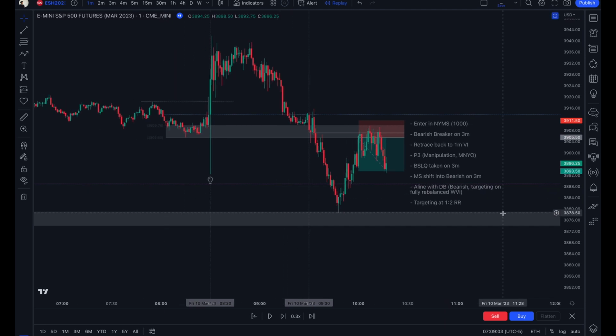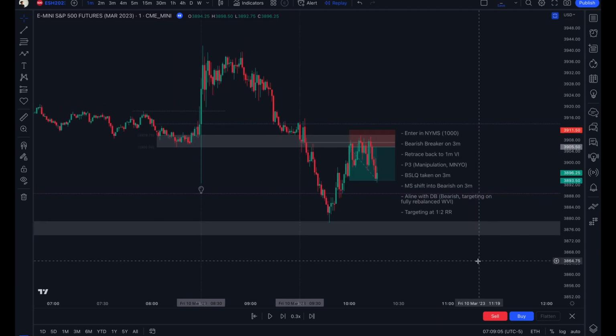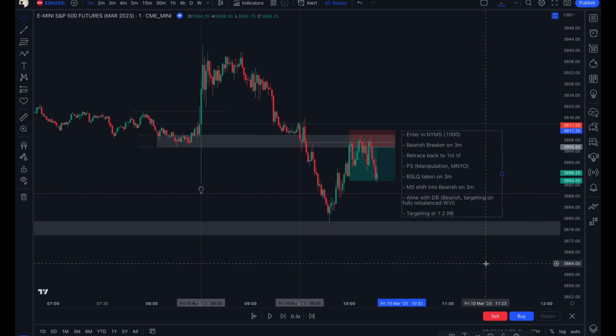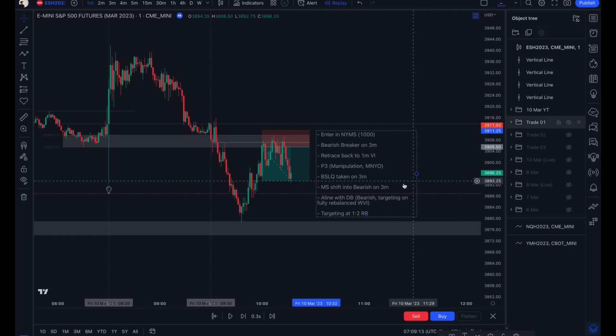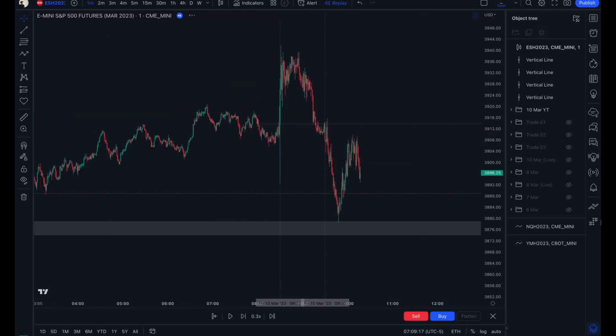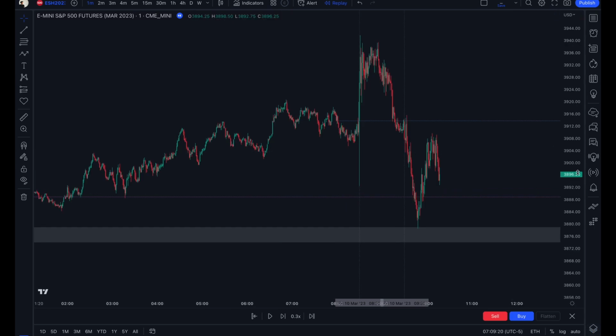I didn't take this trade in the market because it's an NFP day. So if it's an NFP day, I will only enter in the afternoon session. So this is the morning session, but it can be an idea. Okay, so we go into the next one.